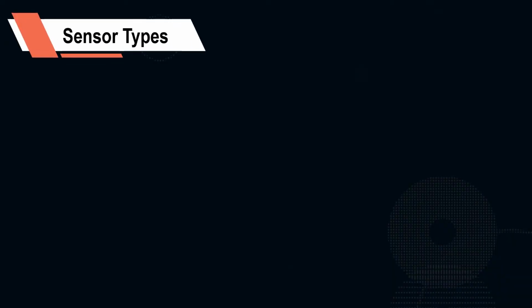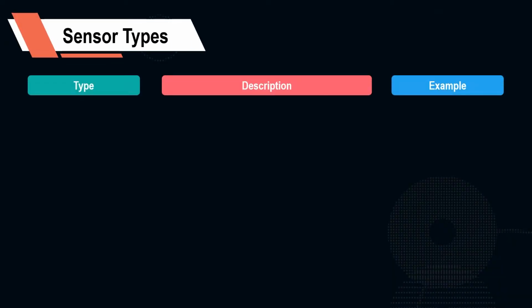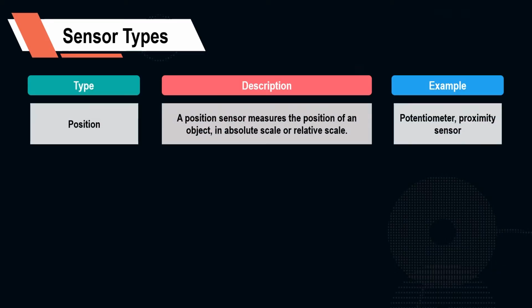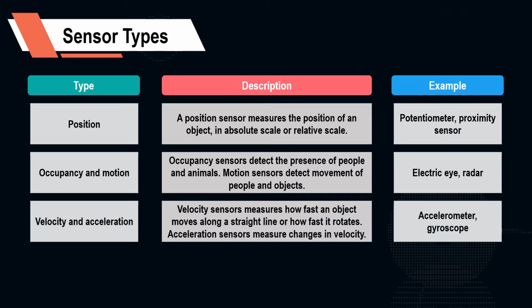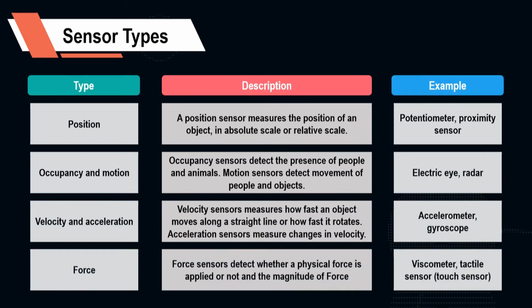Here I have given, in tabular form, the sensor types and different examples of sensors. As I have told, there may be position sensors, occupancy or motion sensors, velocity and acceleration sensors, and many more. First, I have told about the position sensor. A position sensor measures the position of an object on an absolute scale or a relative scale, for example, a potentiometer and a proximity sensor.